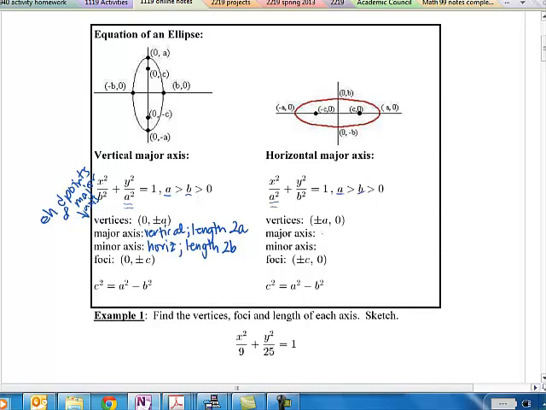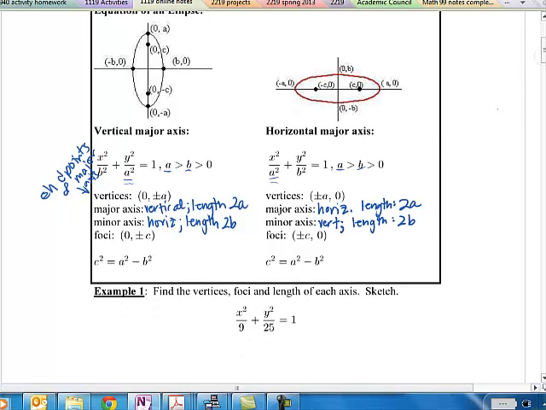If we have a horizontal major axis, its length is also 2a, because a squared is always the denominator that determines the major axis. And then the minor axis would be vertical, and its length would be 2b. And now the foci are on the x-axis, so the y-coordinate is 0. We have plus or minus c, 0.